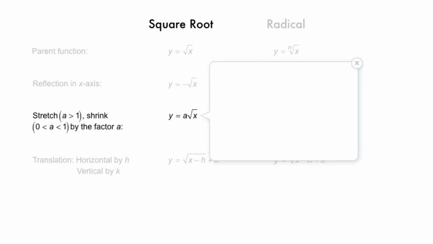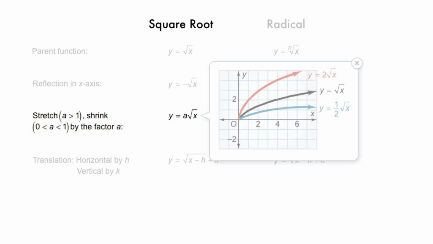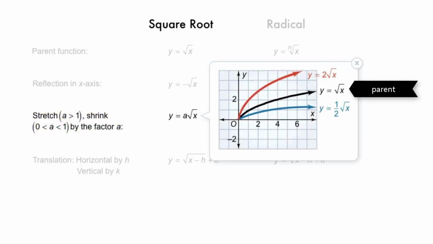Introducing the coefficient a of the function, the square root of x. If a is greater than 1, we stretch the graph vertically. If 0 is less than a is less than 1, we shrink the graph by the factor a. Note the graph on the right. If a is 2, the graph is stretched vertically by a factor of 2. If a is 1/2, the graph is compressed or shrunken by a factor of 2.